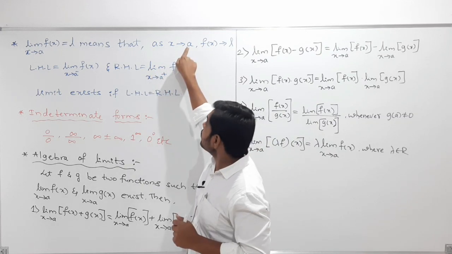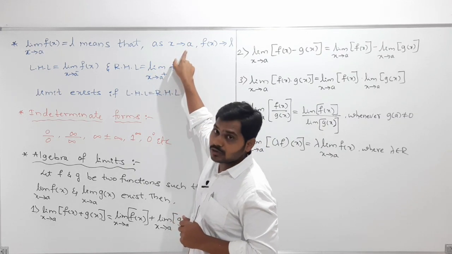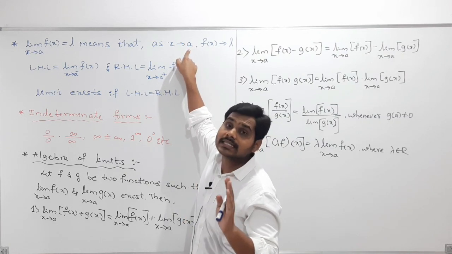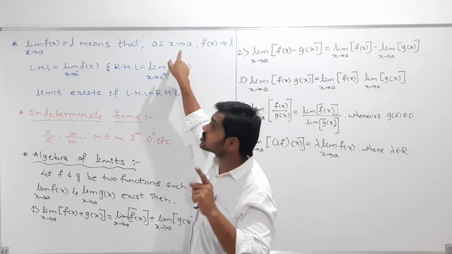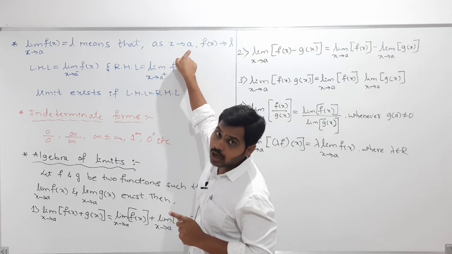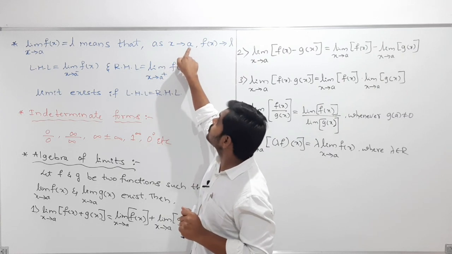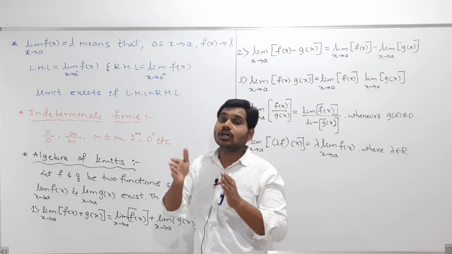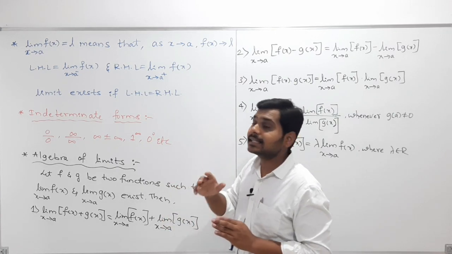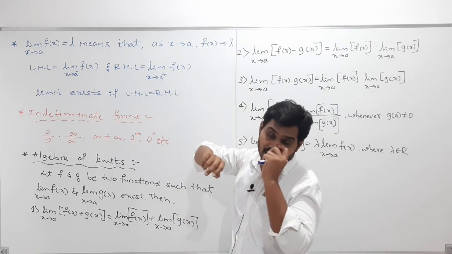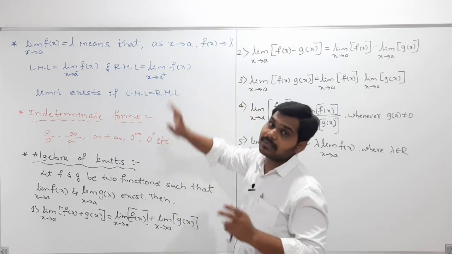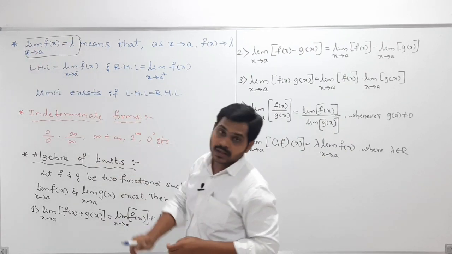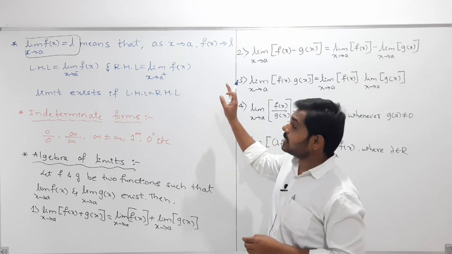It means if you are giving x values very close to a, not exactly a, very close to a, as x tends to, or you can write it as x approaches a, then the function f of x values also tend to exactly the value L. f of x values also tend to L. This is the meaning, my dear students. I hope you understood.